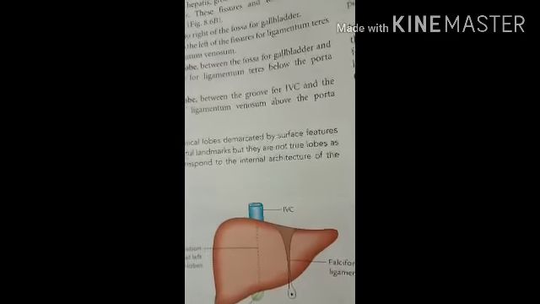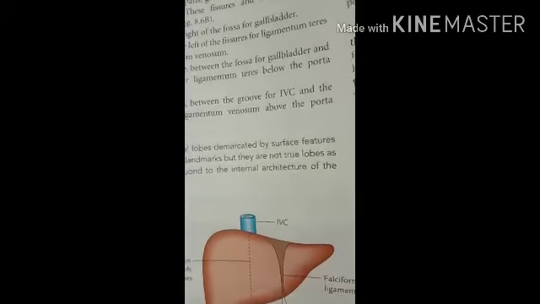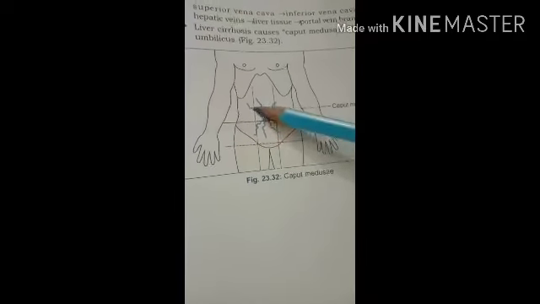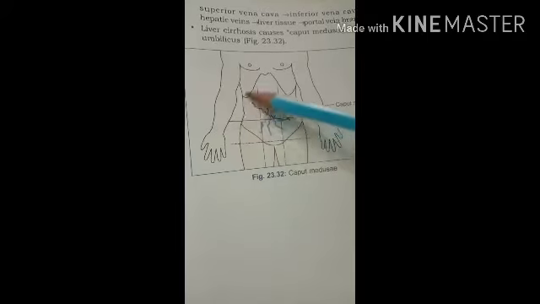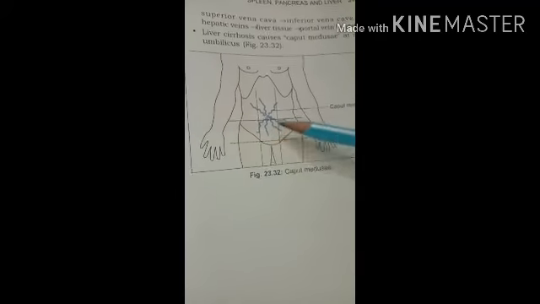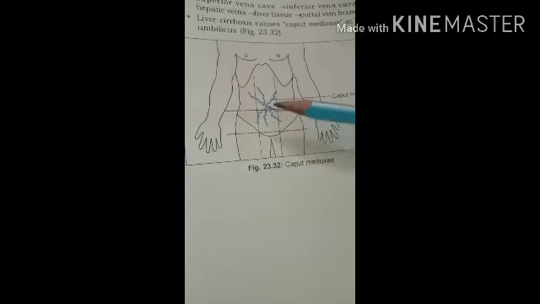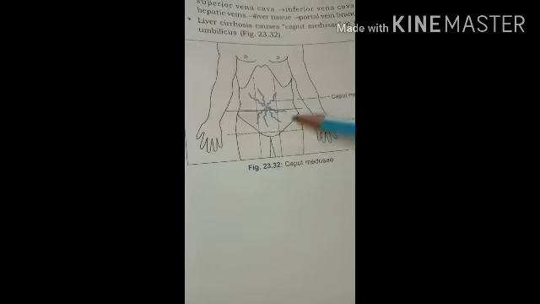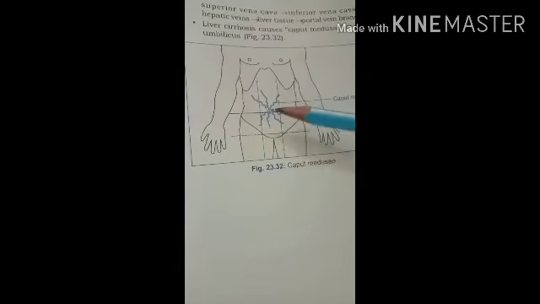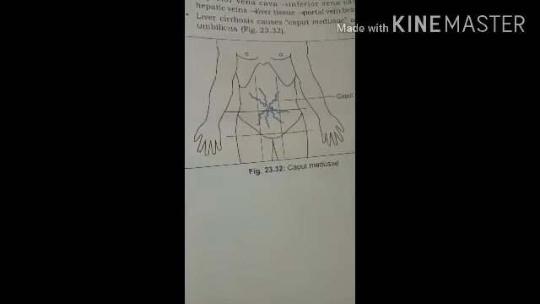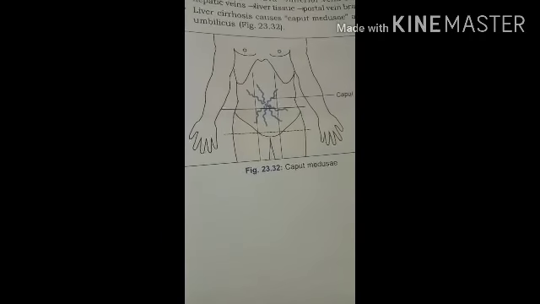After that, the last point is that liver cirrhosis causes caput medusae. In caput medusae you can see a network of veins on the anterior abdominal wall. This clinical condition occurs in portal hypertension or liver cirrhosis. This network of veins on the anterior abdominal wall is called caput medusae. So these are the clinical conditions related to the liver.